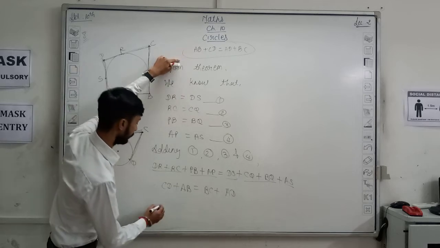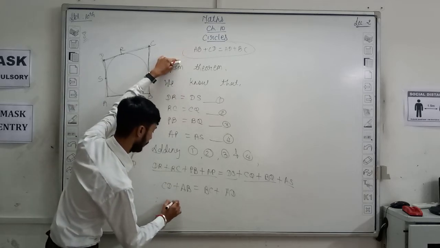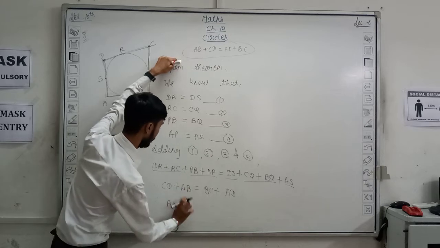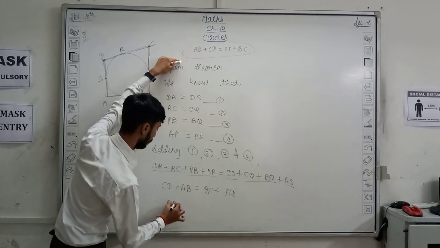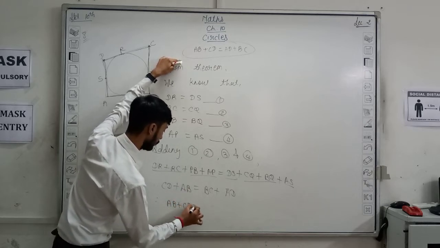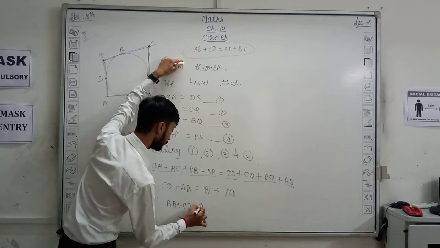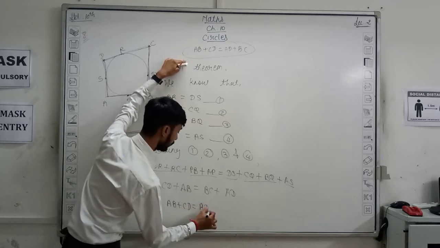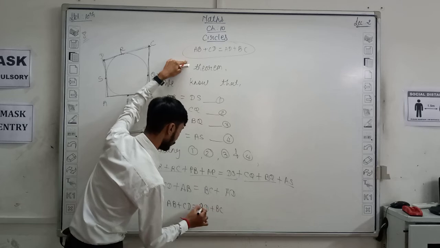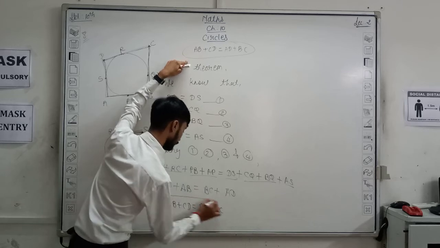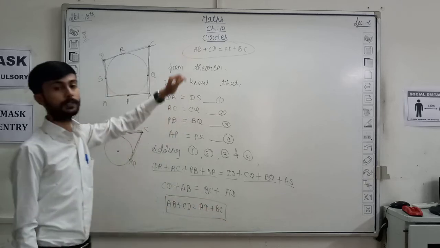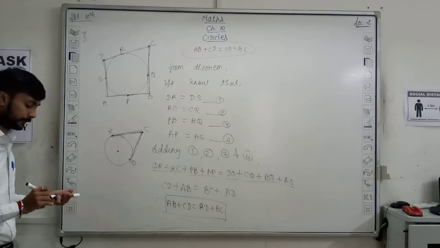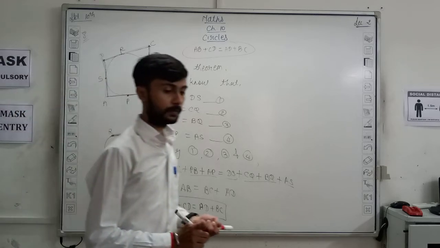So write in this form: AB plus CD equals to AD plus BC. Okay, so hence proved. So it's easy.